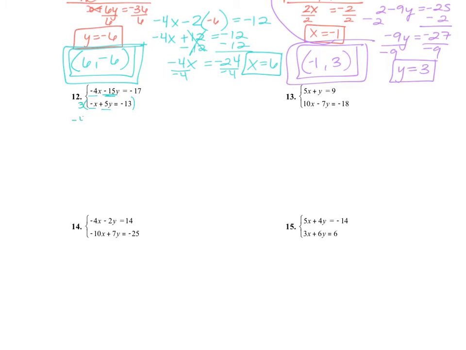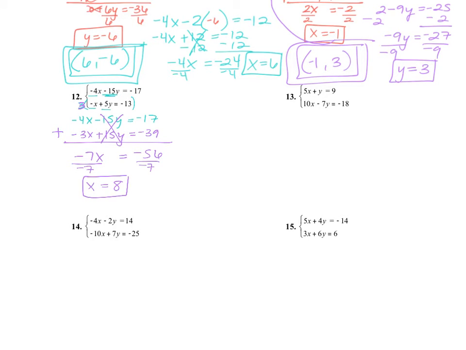So I'm just going to rewrite it. Negative 4x minus 15y equals negative 17. And then when we multiply this one by 3, we would get negative 3x plus 15y equals negative 39. Okay, and now we can add those two together. So negative 4 plus negative 3 is going to give me a negative 7x. This zeroes out, equals, this is going to be a negative 56 when we add those two together. So if we divide by negative 7, we get x equals 8.